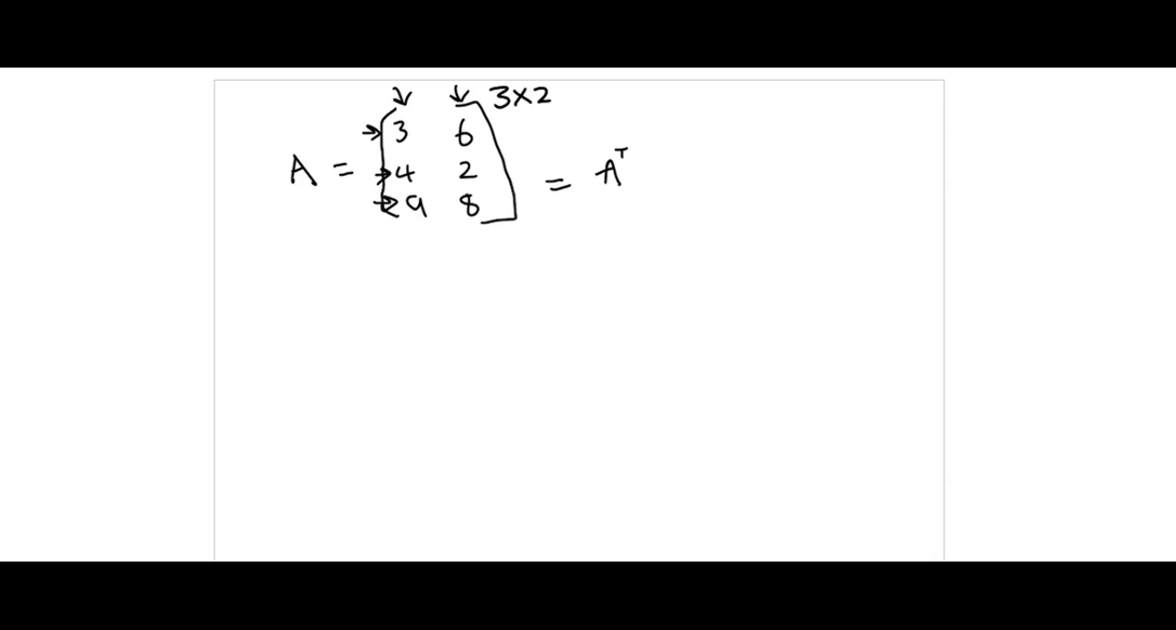So the transpose will be 2 by 3. So this row will become a column. I'll have 3 and 6. This row will become a column, 4, 2. And this row will become a column, 9, 8. So this is our result.